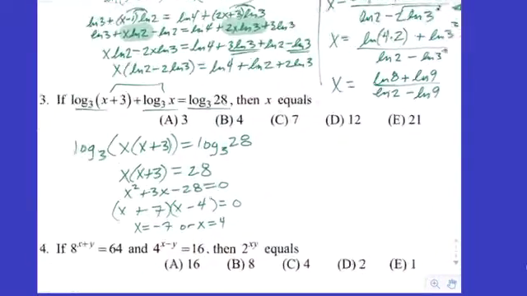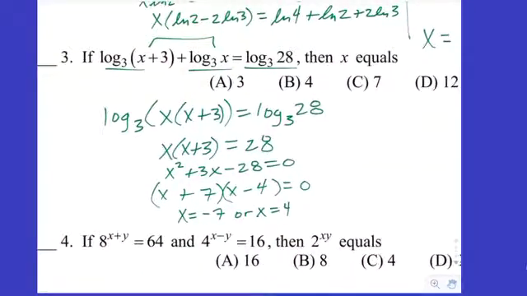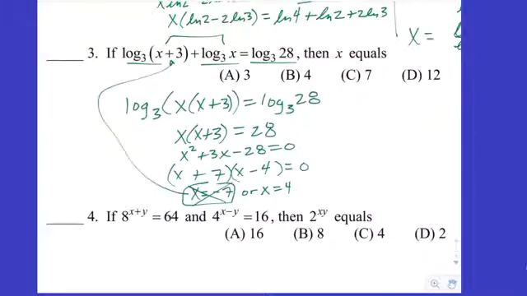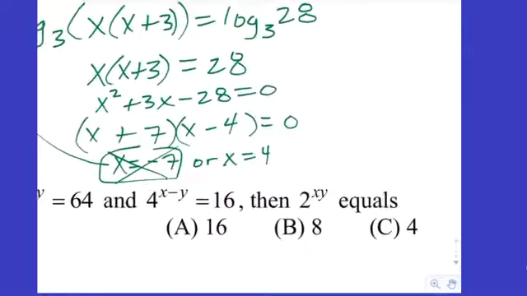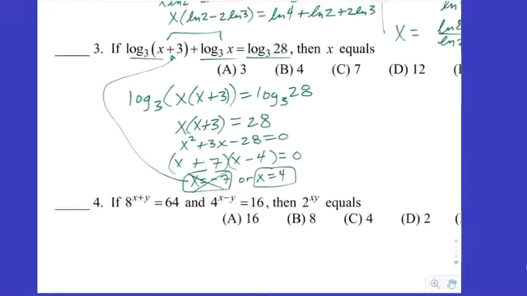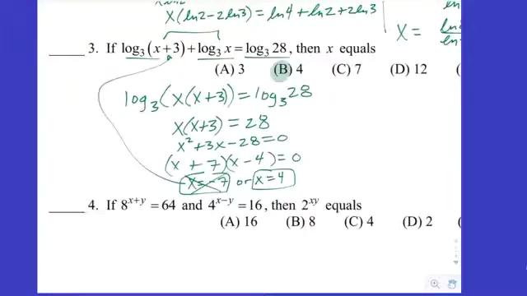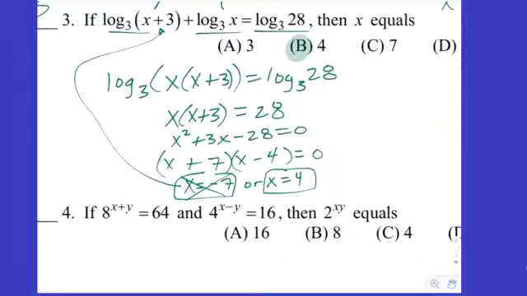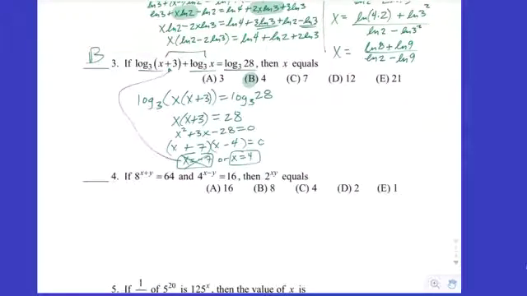But remember, you got to try them out. Which one works? Well, if you plug a -7 in up here, you're going to get -7 plus 3, which is -4. You can't take logs of negative numbers, so you throw out numbers that give you negatives in the arguments. If you plug in the 4, you get a 7, then you get a 4, so 4 is the answer. The answer is 4, which in this case was B. But again, tomorrow on the retest, you'll just leave it like that. Cross out the x equals -7, box the x equals 4, and you're done.